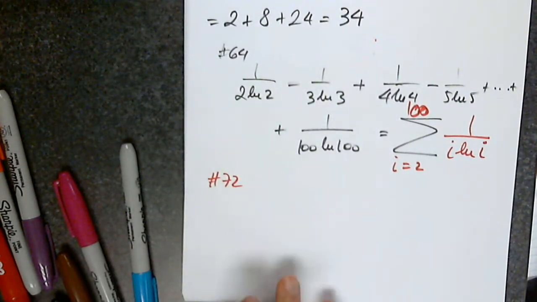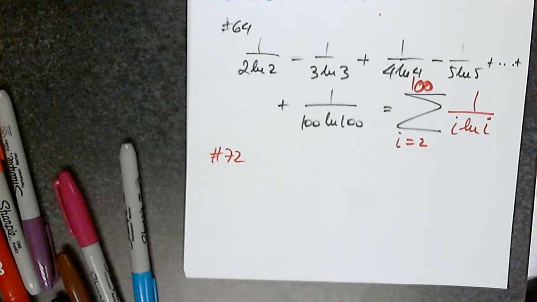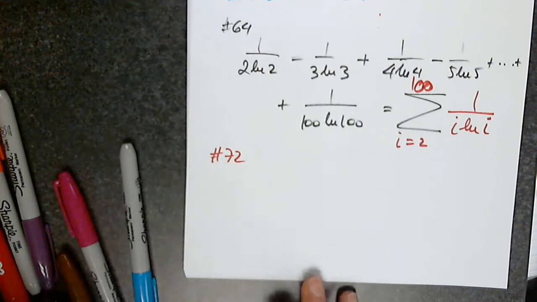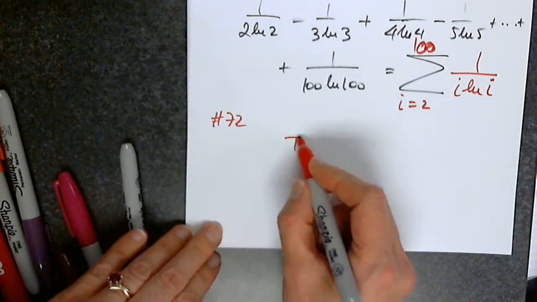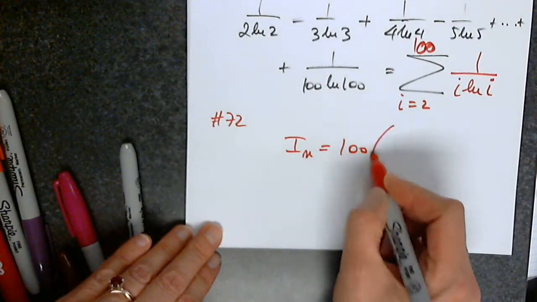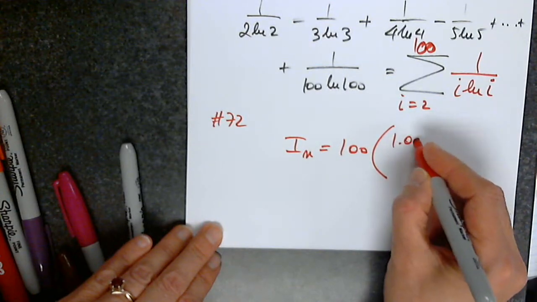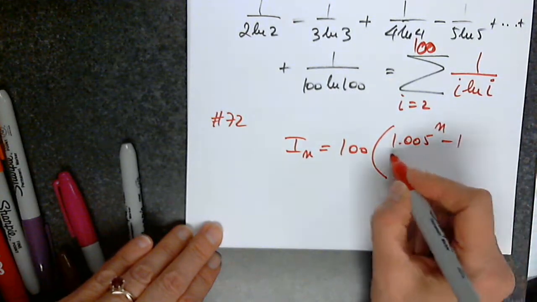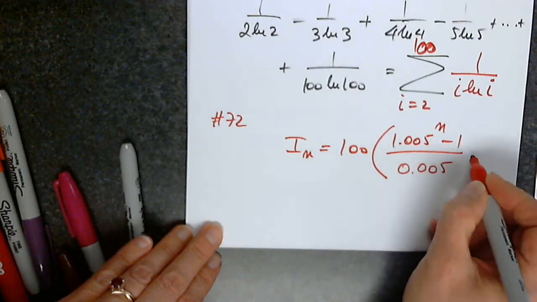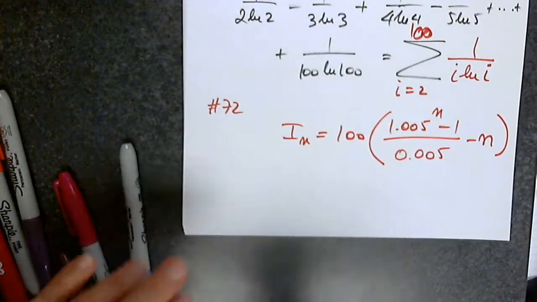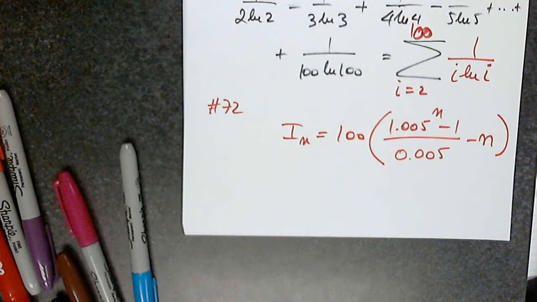72. Compound interest. Helen deposits $100 at the end of each month into an account that pays 6% interest per year, compounded monthly. The amount of interest she has accumulated after n months is given by the sequence. Look at that, a very interesting application: 100 times (1.005 to the n minus 1) over 0.005, minus n. Let's put it in the graphing calculator because we are asked to find the first 6 terms of the sequence.